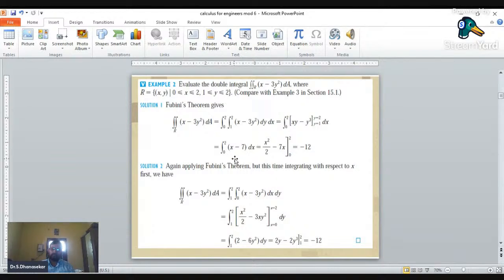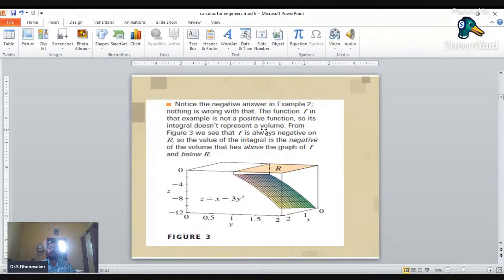You have two ways, but you have to remember that when your limits are constants, then I can interchange like this. But when my limits are not constant, then it is very difficult to change. Right? This is in MATLAB. This is the volume of the solid you are finding out.